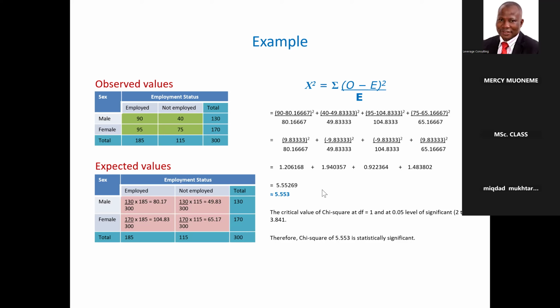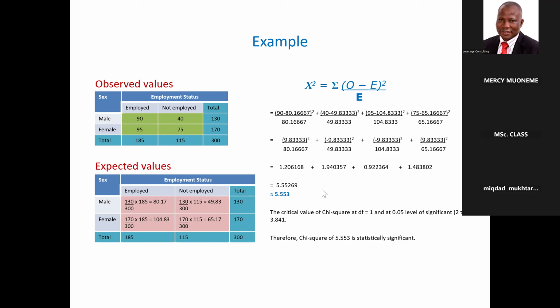90 male out of 130. The number of male, they are fewer than that of female. We have 170 female and 95 are employed. We have 130 male, 90 are employed. So employment rate is higher among the male than the female. Does it make sense now?